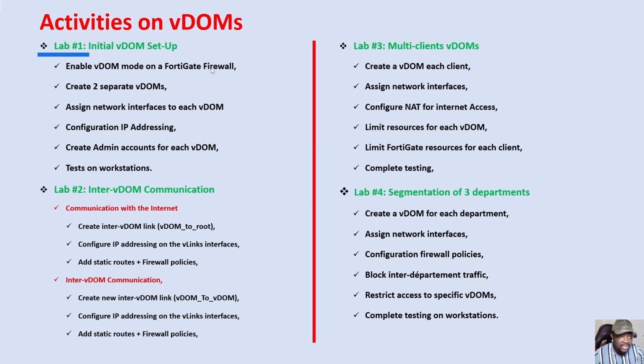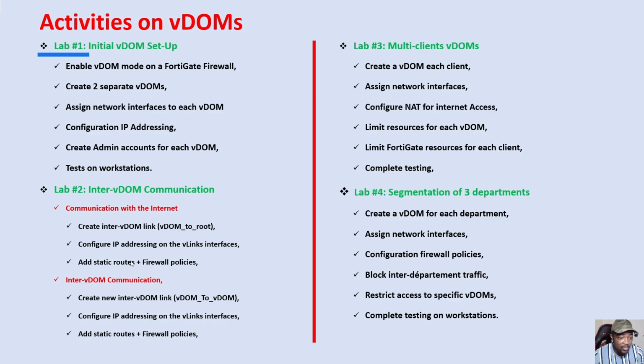In the previous videos, we did lab 1 and 2, where we did initial vDOM setup, where we created 2 vDOMs, then did IP addressing, and also created separate administrator accounts. So we did that lab and we could see the different levels of permission that each administrator could have, either being an administrator of a vDOM or an administrator of the global FortiGate. We saw that in lab 1.